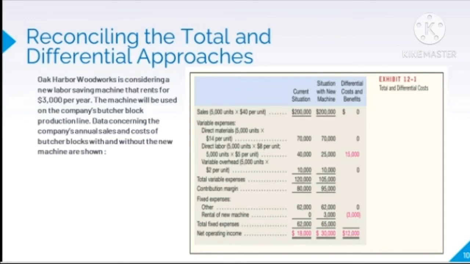Note also that the $12,000 advantage for the new machine can be obtained in two different ways. It is the difference between the $30,000 net operating income with the new machine and the $18,000 net operating income for the current situation. It is also the sum of the differential costs and benefits, as shown in the last column of Exhibit 12-1, which is $15,000 minus $3,000, or $12,000. A positive number in the differential costs and benefits column indicates that the difference between the alternatives favors the new machine.